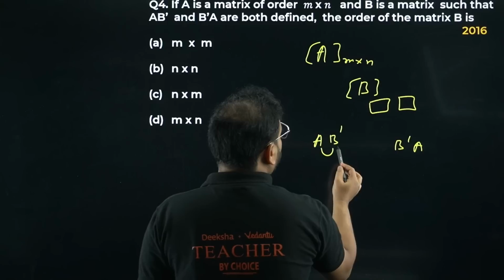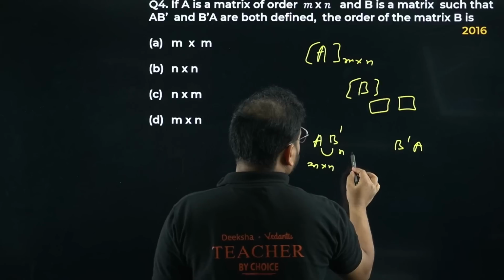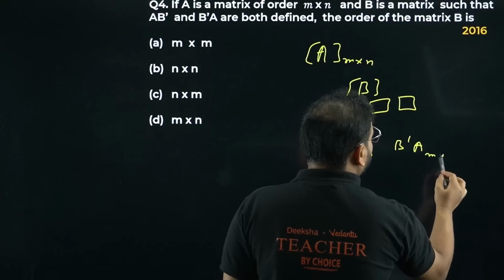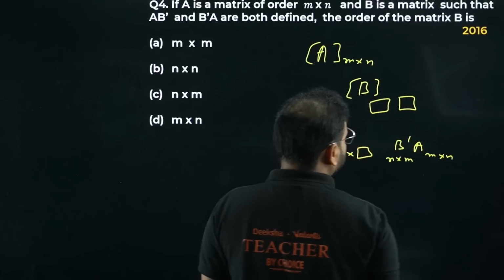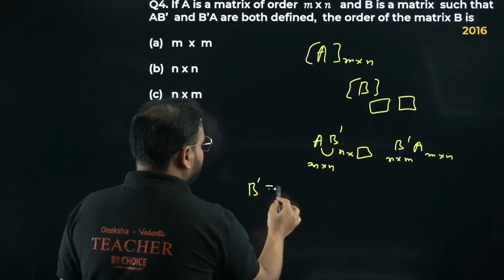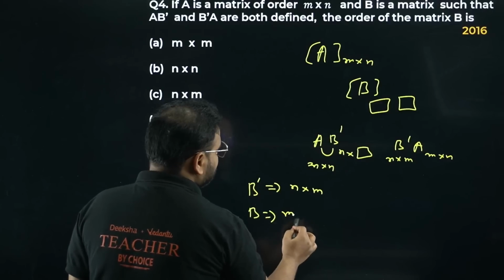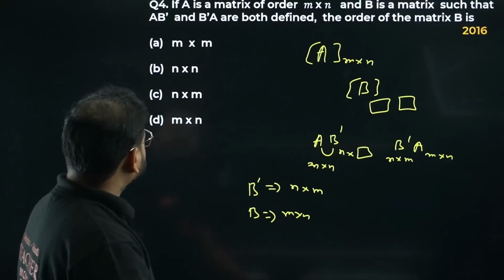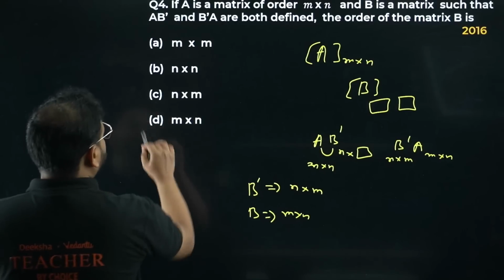From here we can see the row has to be n, because A is m cross n, so here I'm going to get n cross something. And over here we know this is going to be m cross n, so it has to be n cross m. So for B' I have order n cross m, so for B I'll have order m cross n. Same approach as the first question. Please check, your answer for B is option D.